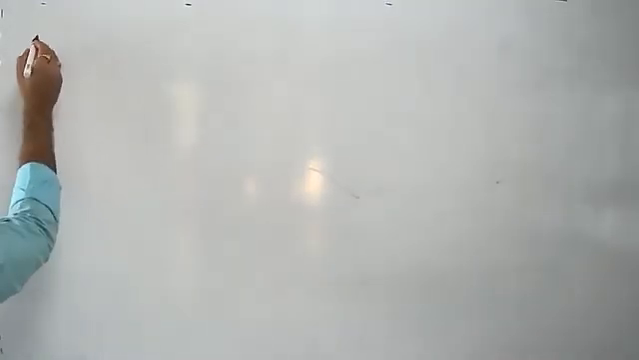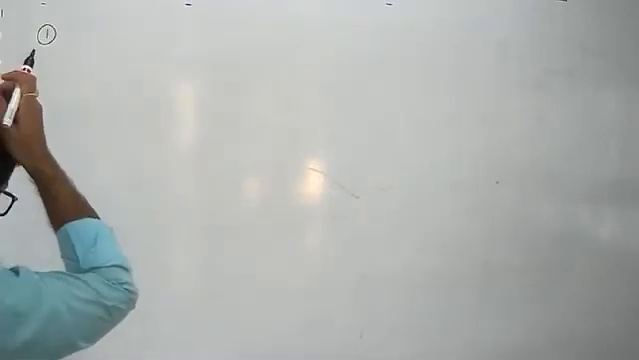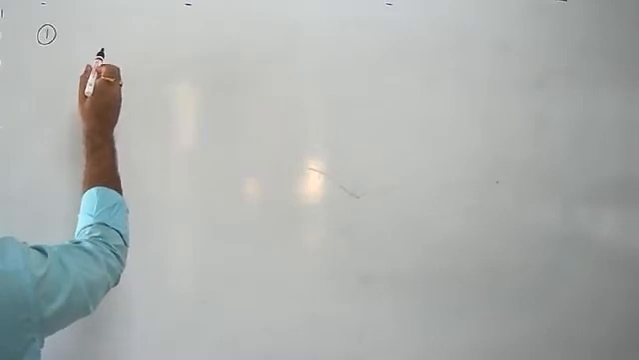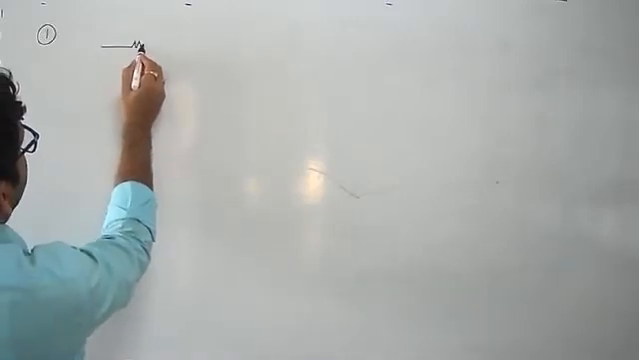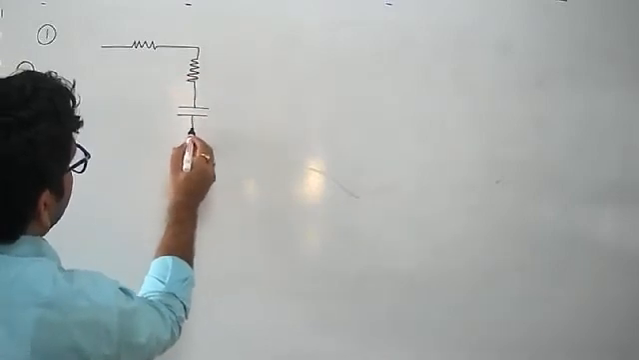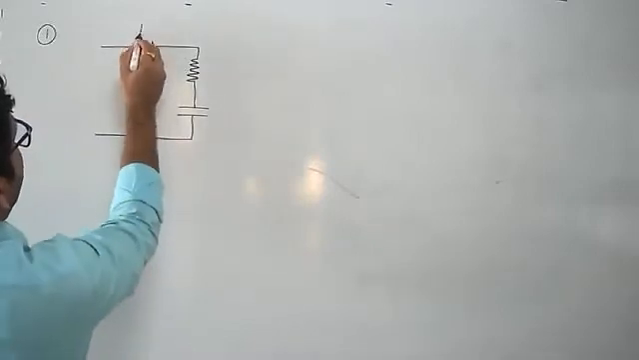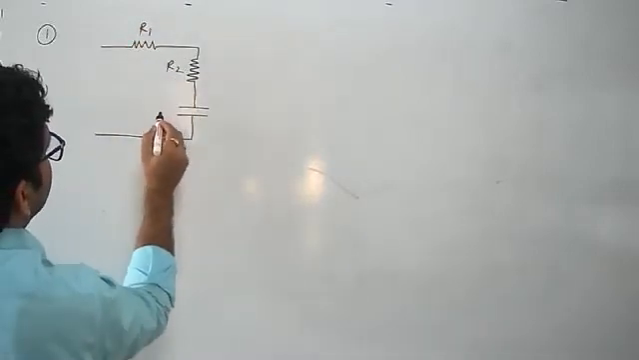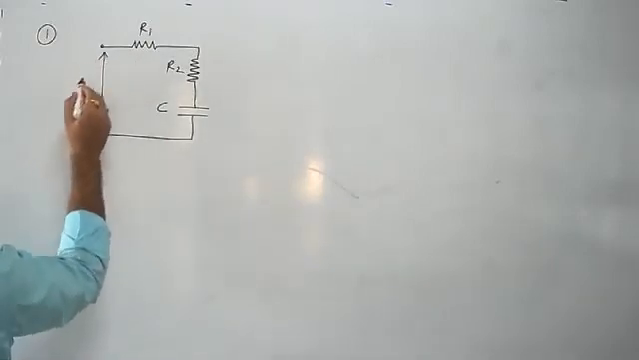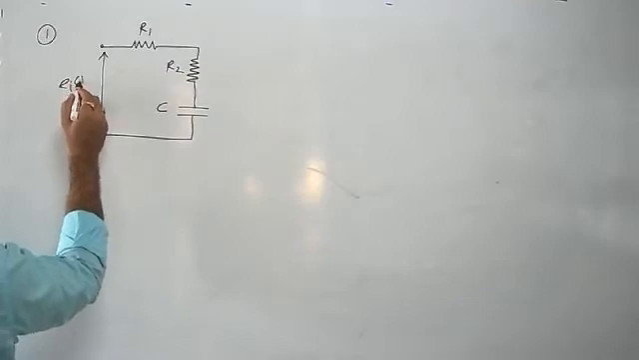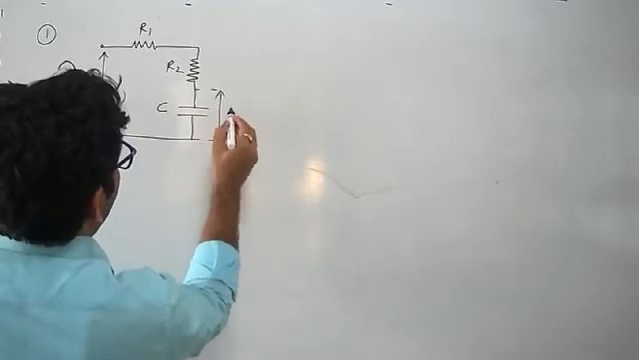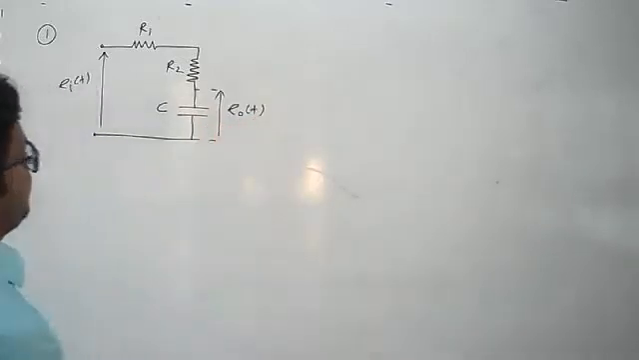So let us try to solve the first numerical, and the statement is like this. The electrical circuit is given to us like this. I am taking the example. Here we have the first resistor, second resistor, capacitor, and to this circuit some excitation in the form of input Ei of t is given to us, and across this we are going to calculate the output, which is nothing but E naught of t.